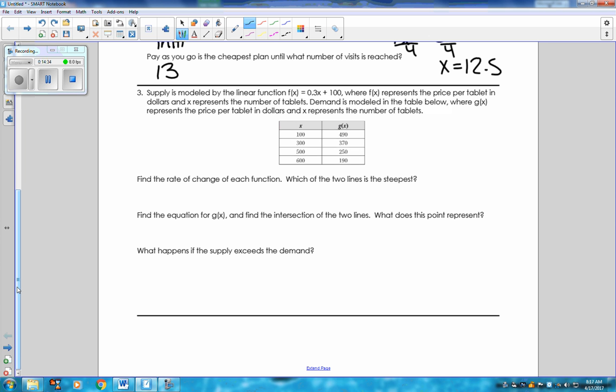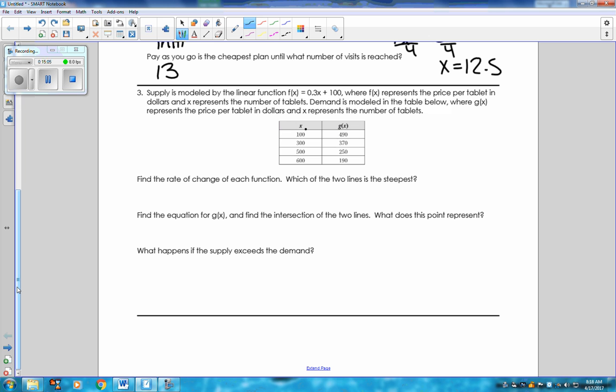So this number 3 says that supply is modeled by the linear function 0.3x plus 100, where f of x represents the price per tablet in dollars and x represents the number of tablets. Demand is modeled in the table. So this is our supply line and this is our demand, where g of x represents the price per tablet in dollars and x represents the number of tablets. It says find the rate of change of each function. Which of the two lines is the steepest?